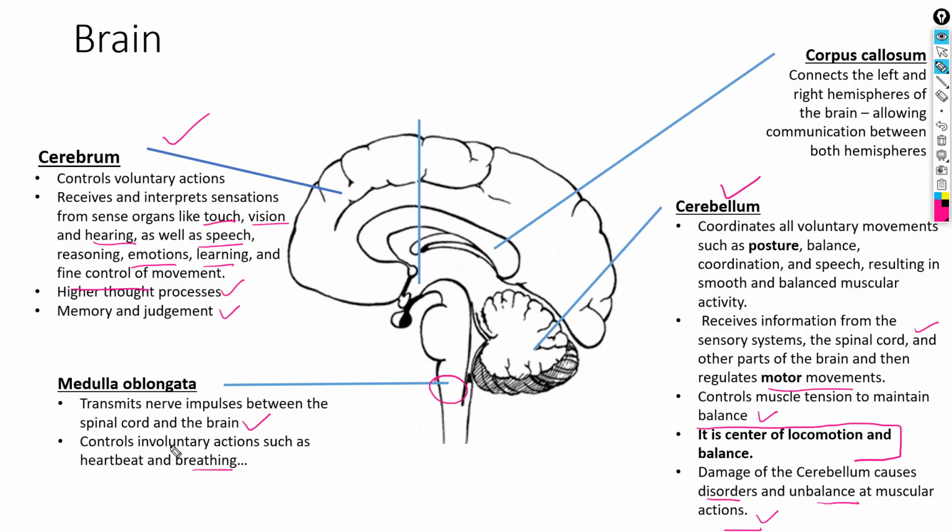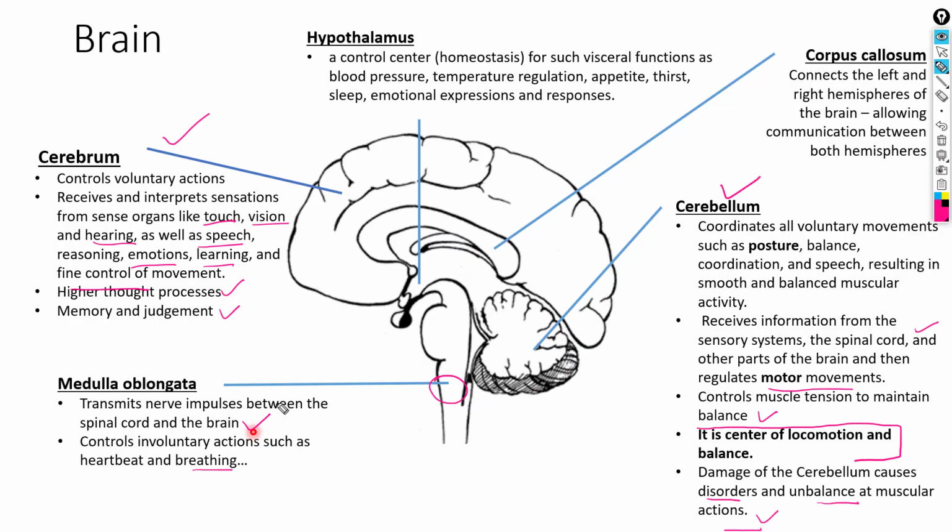Involuntary actions are the actions that are out of our control. And the last part here is the hypothalamus, which is a control center for visceral functions such as blood pressure, temperature regulation, appetite, thirst, sleep, emotional expressions, and other responses. Homeostasis here refers to internal metabolic balance, and visceral refers to the internal organs of the body. So the hypothalamus is another part of the brain which controls involuntary actions which are part of the autonomic nervous system.